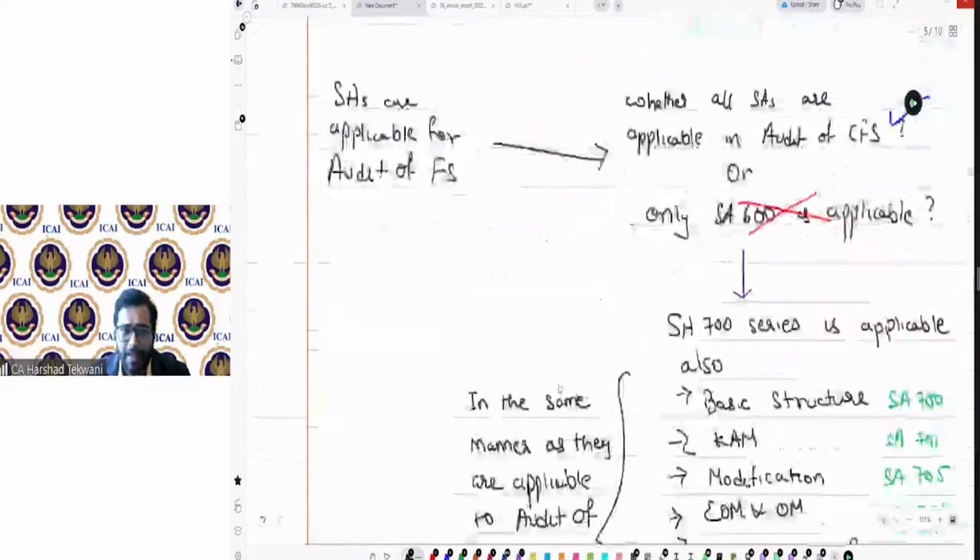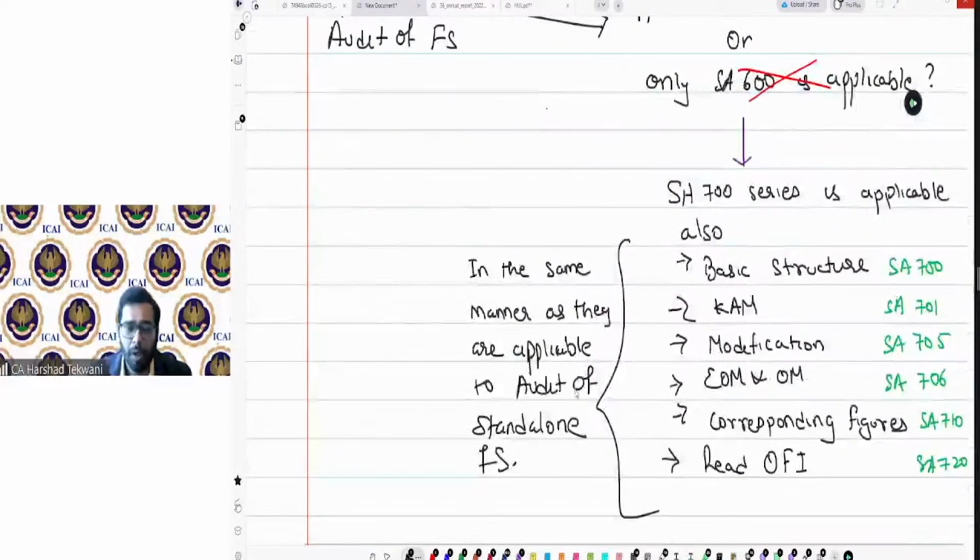Yes, SA 700 series is also applicable. So, basic structure, CAM, modification, EOM, OM, corresponding figures, reading other financial information are applicable in the same way they are applicable to the standalone financial statement, audit of standalone financial statement. So they are applicable in the same way.